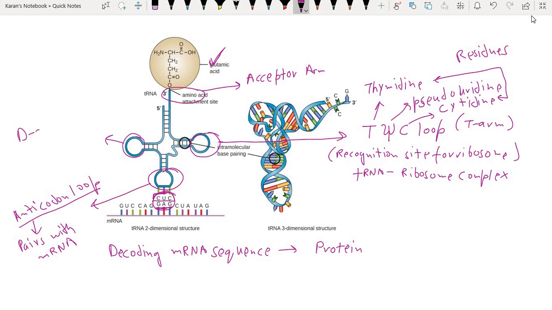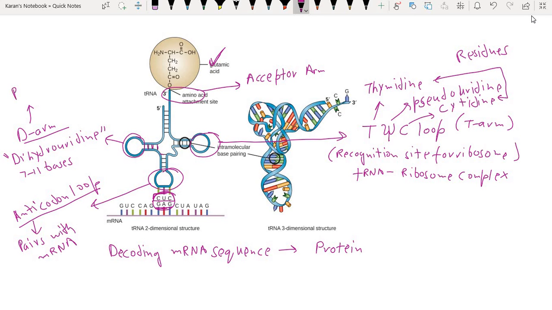Then on the left hand side, you can see this arm. This is known as the D arm, right? This D arm contains a modified nucleotide named dihydrouridine. That is why its name is D arm, right? This dihydrouridine region basically contains 7 to 11 bases, and it is closed by base pairing. You can see base pairing inside the tRNA, right? So what is the function of this D arm?